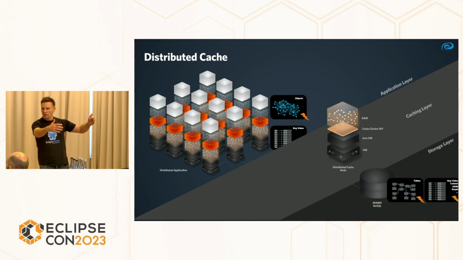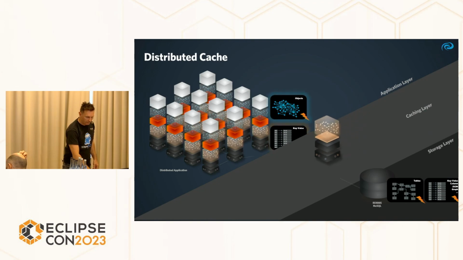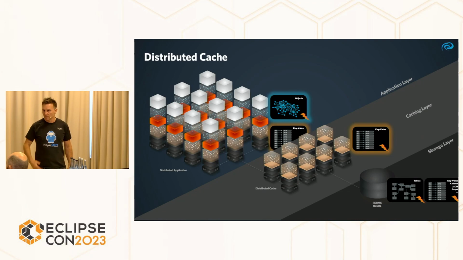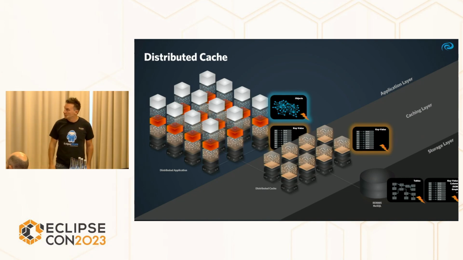Let's put the cache in between the application and the database. To avoid a single point of failure, we use a cluster. This is a distributed cache, like Redis. Who of you uses distributed caches? Okay. Common architecture, but you can see now the complexity increases more and more.